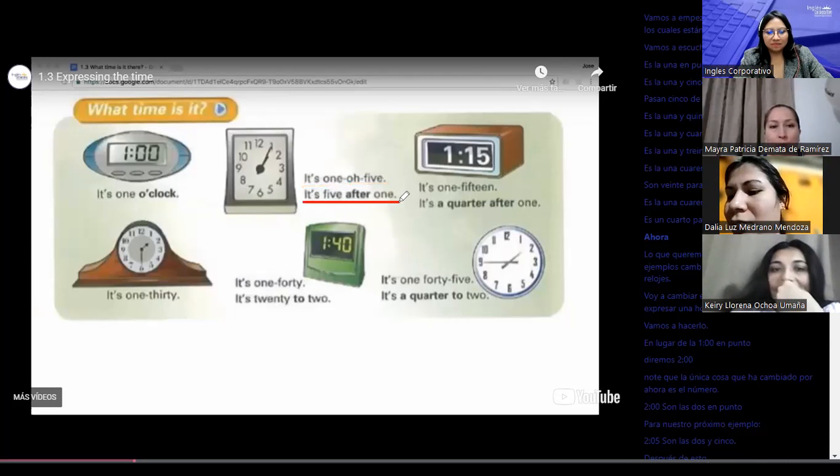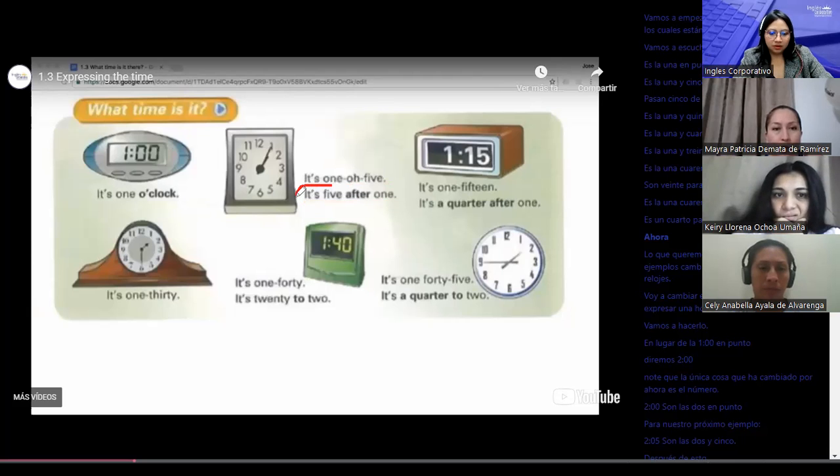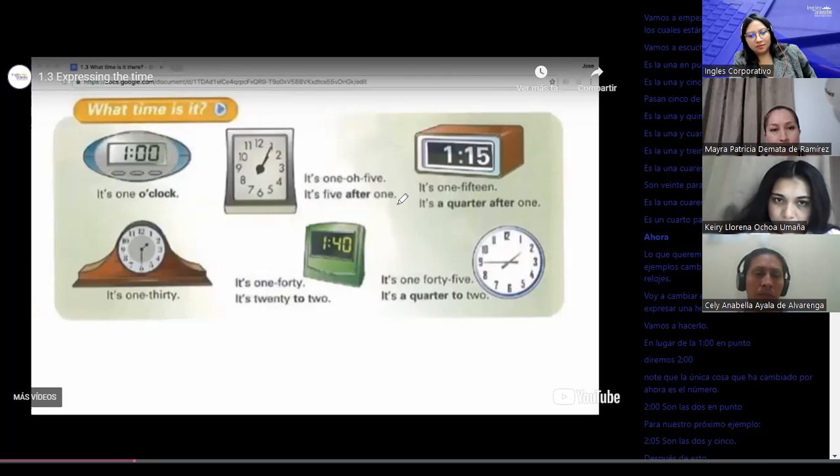It's one five. Or we can say it's five. Cuando decimos it's five, aquí se refiere a minutos. ¿Qué pasaron cuántos? Cinco. ¿Después de qué horas? De la una. Cinco después de la una. ¿En qué país usualmente dan la hora de esta manera? ¿Han escuchado esa expresión? Existe en español también. ¿No lo han escuchado nunca? Bueno, es bien común en España y países como esos, de escuchar este tipo de horas, ¿ok? It's five after one.